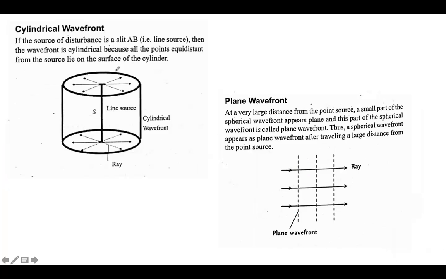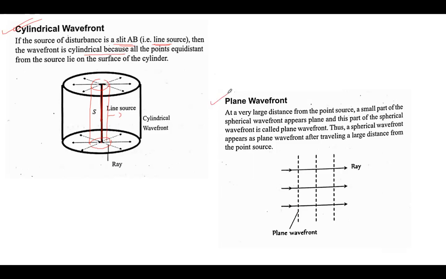After that, the second is the cylindrical wavefront. Here, if there is a line source of light, then the wavefront that comes out from there will be a cylindrical wavefront. So there will be a cylindrical wavefront going out. If the source of disturbance is a slit AB, that is a line source, then the wavefront is cylindrical because all the points equidistant from the source lie on the surface of the cylinder.